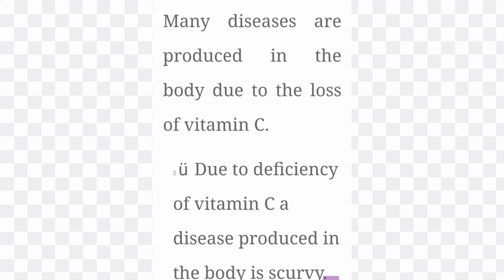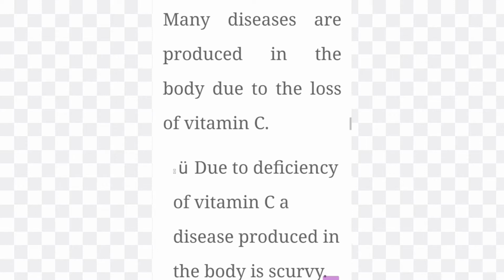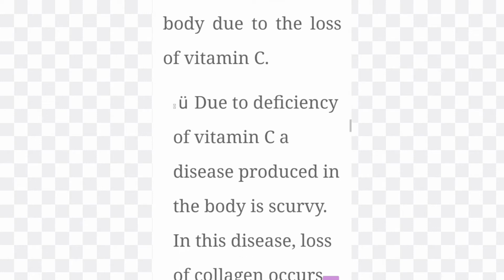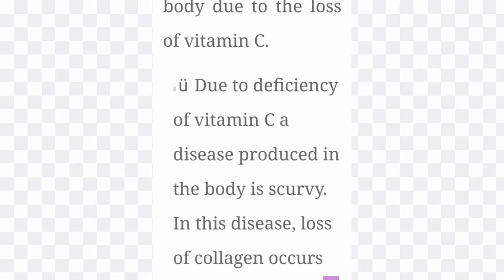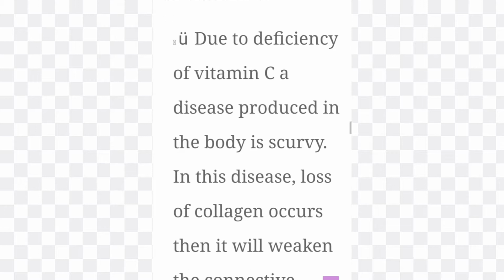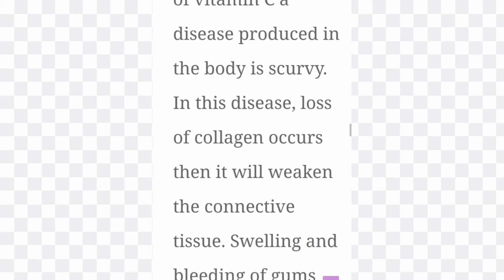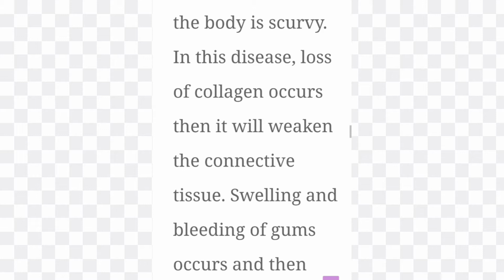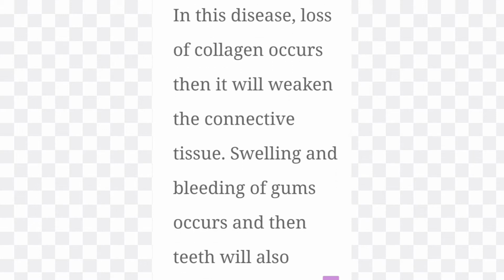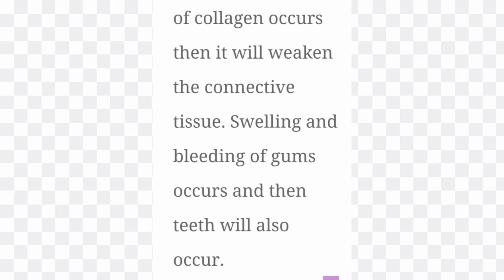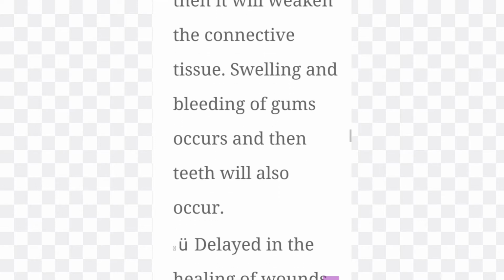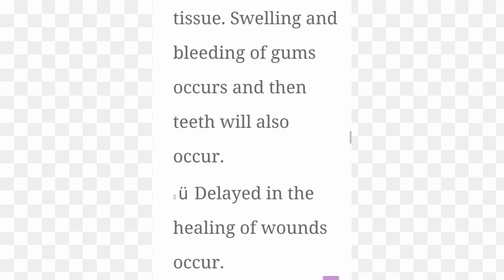First, the most important disease that is produced due to deficiency of vitamin C is scurvy. Scurvy is a disease in which collagen fiber loss weakens the connective tissue, and swelling and bleeding of the gums occur. Teeth will become loose, and there is a lot of bleeding in our gums due to deficiency of vitamin C. This disease is known as scurvy.